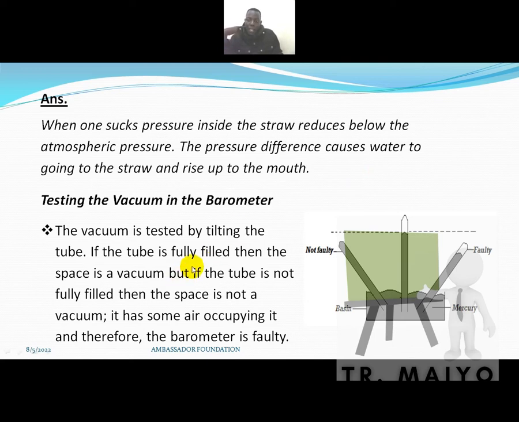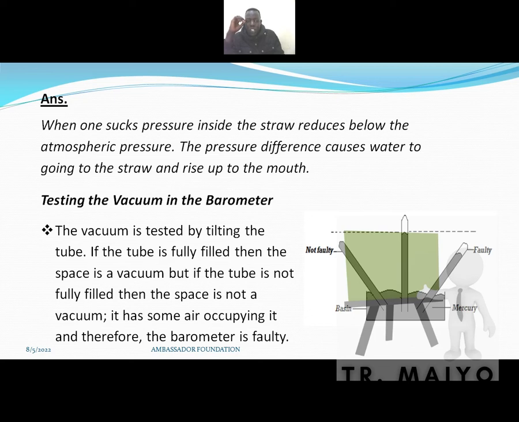Now, for a mercury barometer to function well, there must be a vacuum inside the space you are seeing. It must not be filled with air. If air is present in that space, then that mercury barometer is faulty. So before you start using it, you have to test whether it is faulty or not.